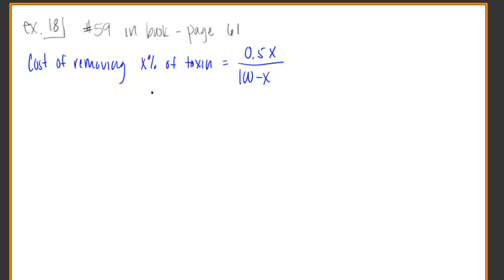And then what would come out, so if I want to say I want to remove 50% of the toxin, I put in a 50, what that's going to tell me is then the cost it's going to take in order to remove it.